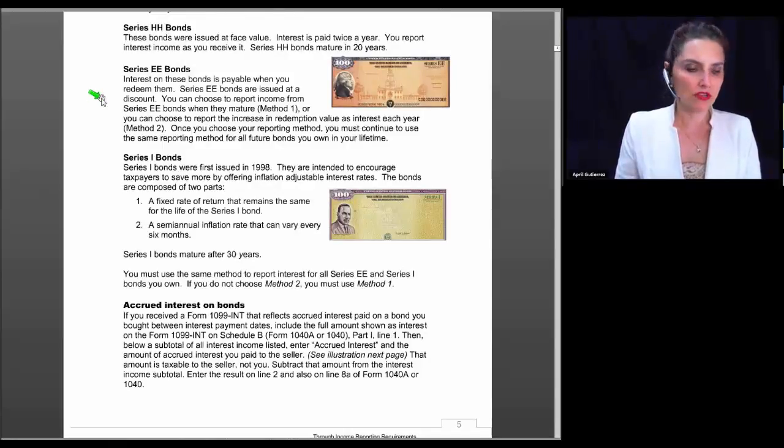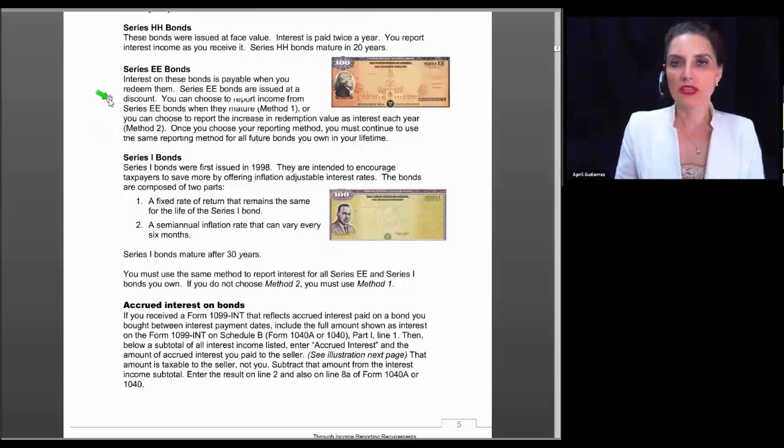a discount. You can choose to report income from Series EE bonds when they mature, which is referred to as Method 1, or you can choose to report the increase in redemption value as interest each year under Method 2. Once you choose your reporting method, however, you must continue to use the same reporting method for all future bonds that you own in your lifetime.